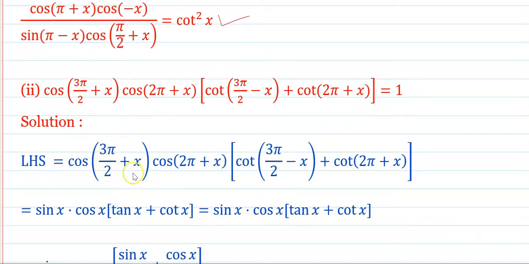Cos of 3 pi by 2 plus x means what? It is an integral multiple of pi by 2.